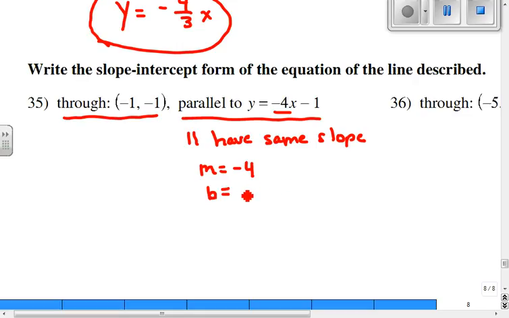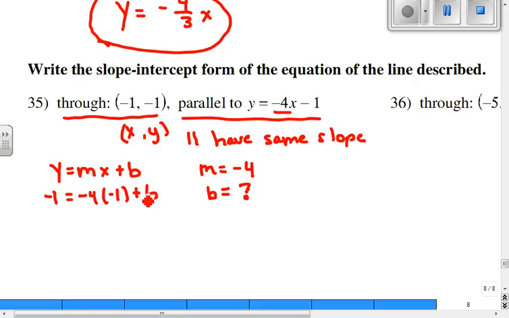But I also need to have b. I don't know that yet. How am I going to find that? Well, I have an x and a y. So I'm going to plug these in. y equals mx plus b. I know that my y is negative 1 because it has to go through this point. I know my m is negative 4. My x is negative 1. And I'm trying to figure out what my b is.